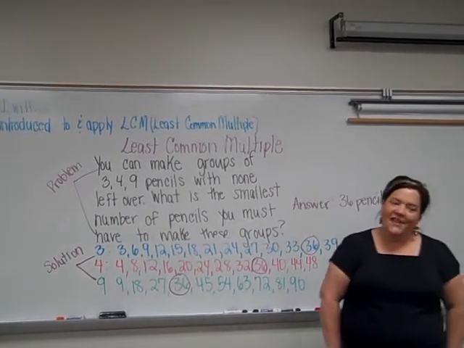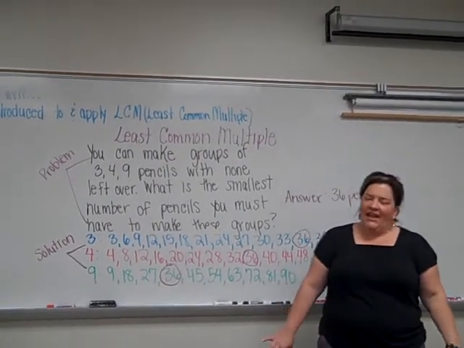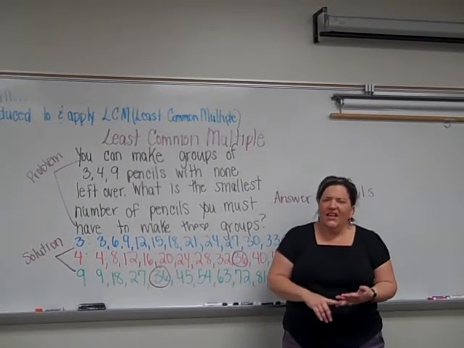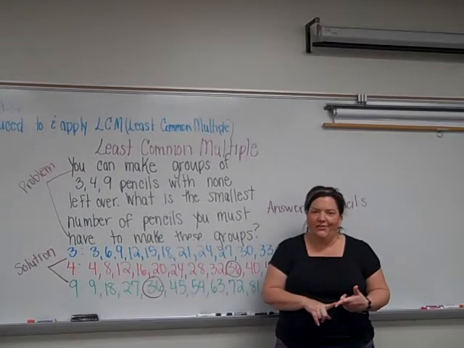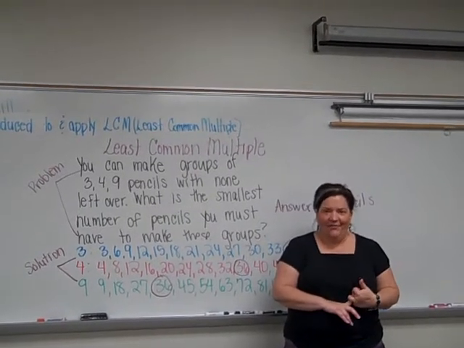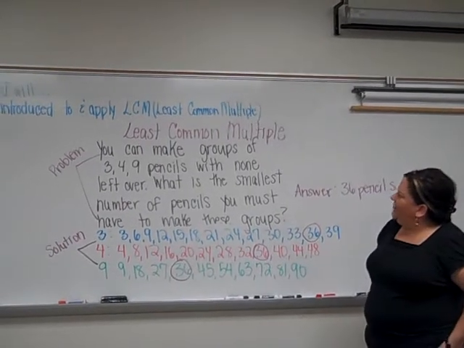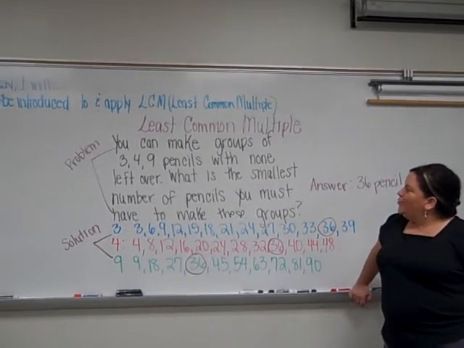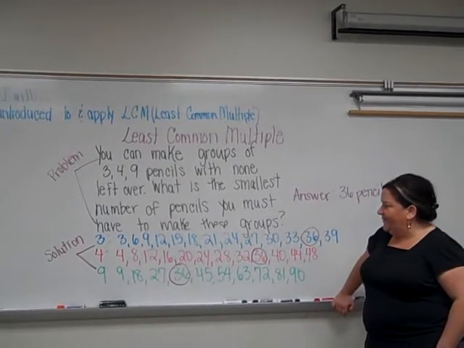So we have dealt with greatest common factor word problems, and today we're talking about least common multiple word problems. So they're all related. They're all part of that same unit that includes least common multiple, prime factorization, and greatest common factor. So once again, let's read the problem again. You can make groups of 3, 4, and 9 pencils with none left over. What is the smallest number of pencils you must have to make these groups?